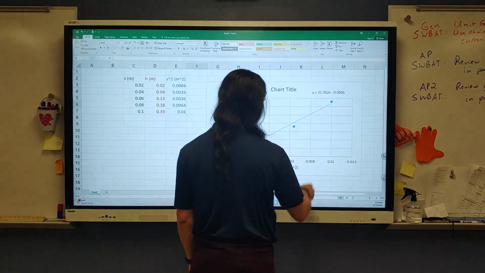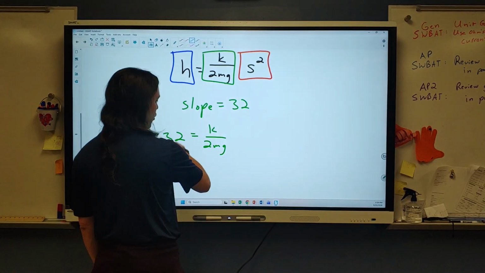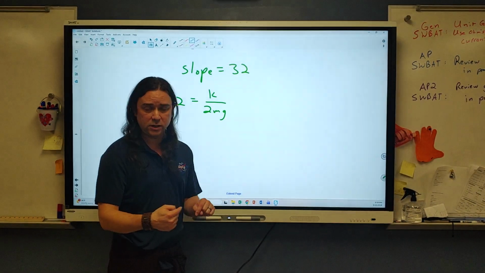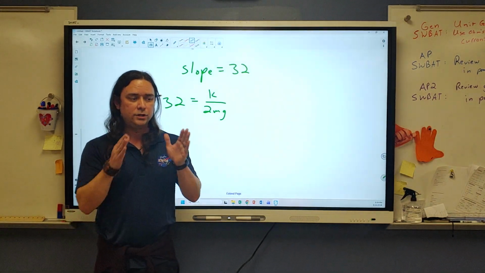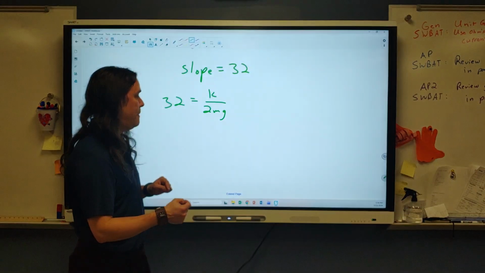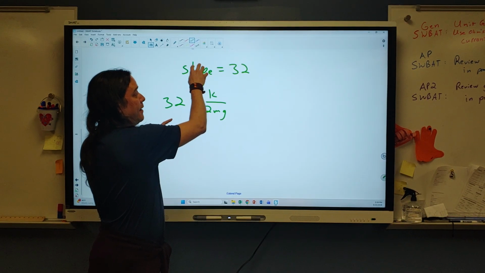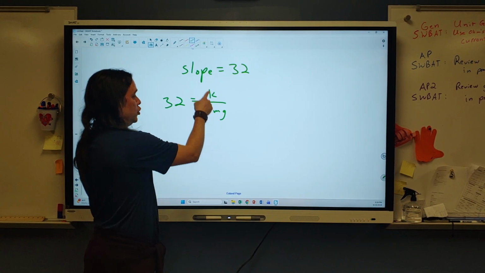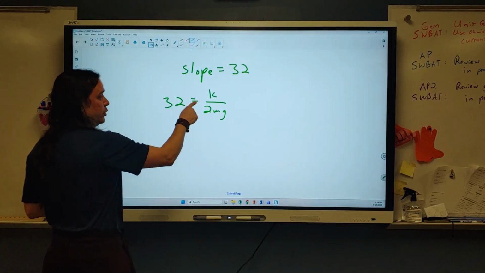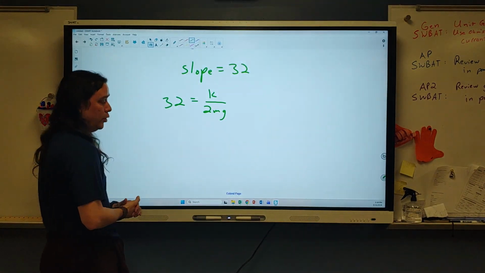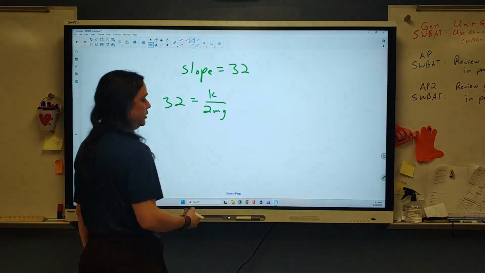In this case, we have about 32. 32 is therefore equal to k over 2mg. The first point in this section is for correctly matching the thing on your graph and correctly relating it to the thing that you're looking for. So when I see that my slope is 32 and that you know that it's equal to k divided by 2mg, then you're able to get that point because you're connecting those two things.